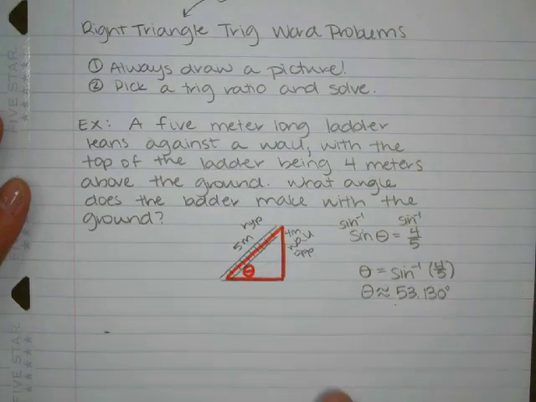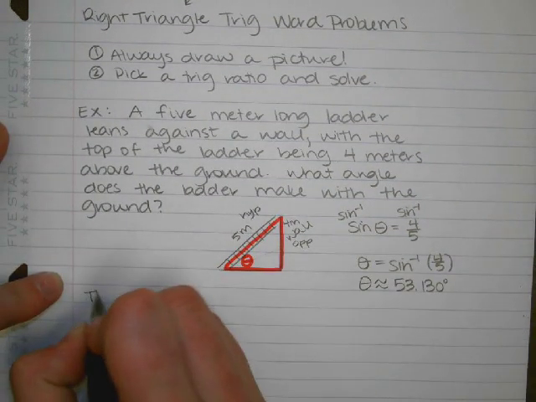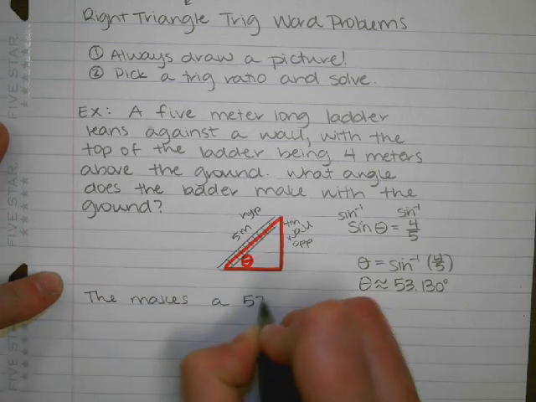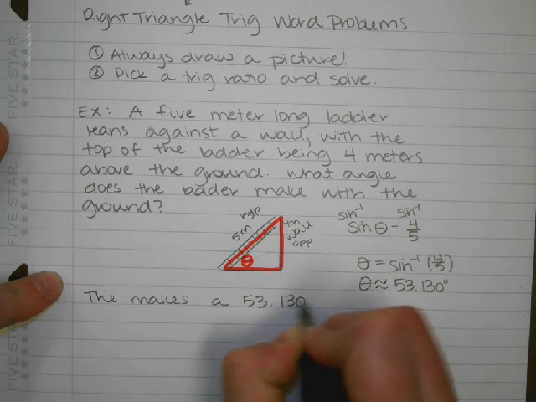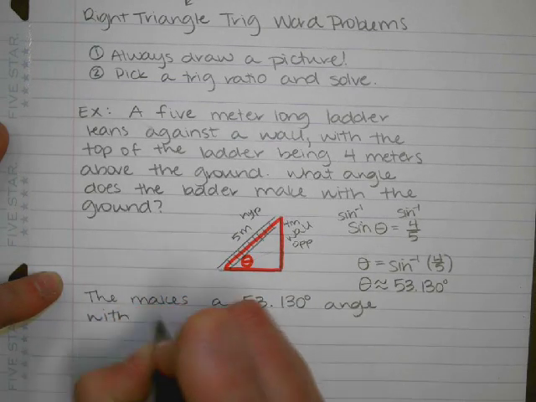Since this is a story problem, we get a story answer. So the ladder makes a 53.130 degree angle with the ground.